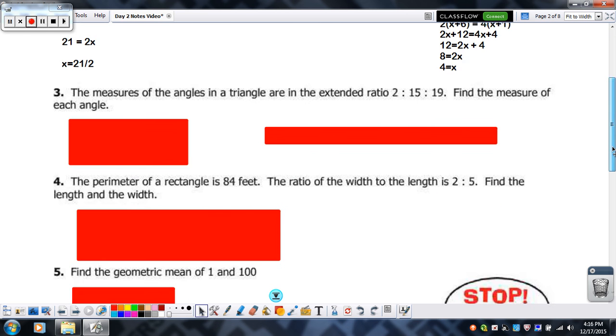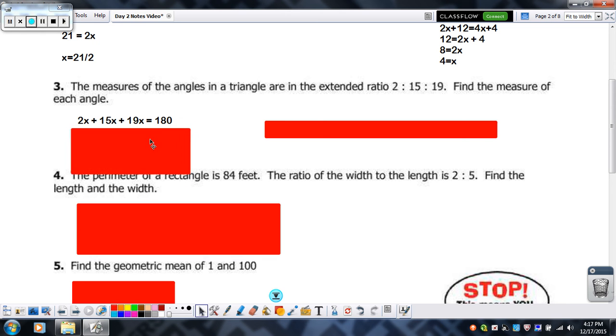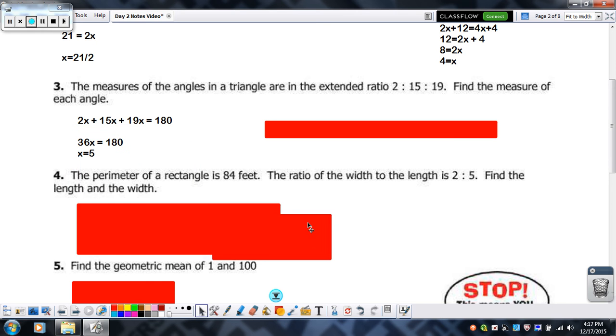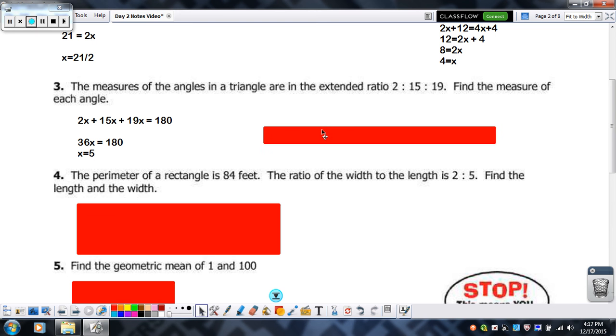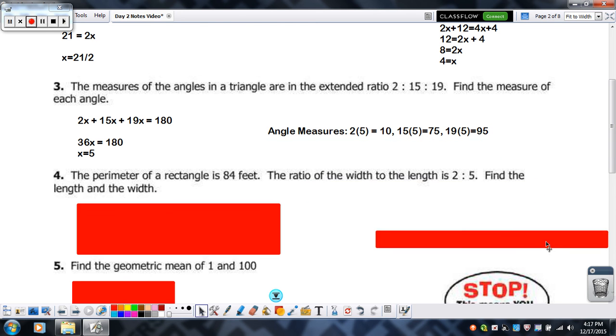For number 3, the measures of the angles in a triangle are the extended ratio 2 to 15 to 19. Find the measure of each angle. I'm going to multiply all these by x, then add them up and set them equal to 180. So we've got 2x plus 15x plus 19x equals 180. Means 36x equals 180. And divide by 36 to get x equals 5. Now they're asking for the measure of each angle, so I still have to plug it back in. 2 times 5 is 10 degrees, 15 times 5 is 75 degrees, and 19 times 5 is 95 degrees.